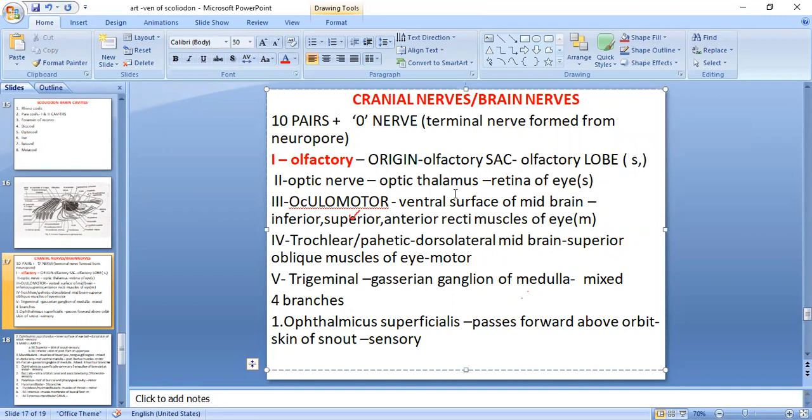Okay, so it is originated in the olfactory sac and it receives the sensory information to the olfactory lobe. Okay, that is the first nerve, and the second nerve is the optic nerve. So the optic nerve arises from the optic thalamus.